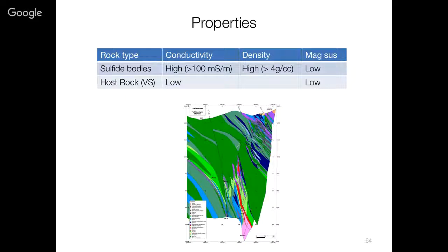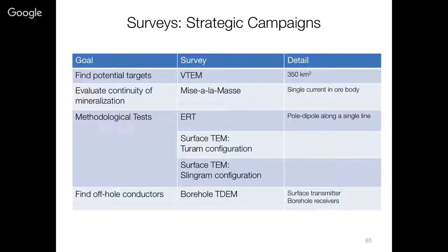These are around conductivities. So very low conductivities, and the sulfides are really highly conductive bodies. There's also density and susceptibility contrasts that go with them, but we'll just look at conductivities. So here is the kind of targets that they had and the methodology that they use.